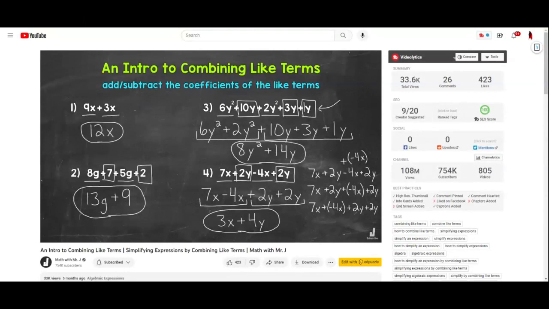Now we can combine like terms. We have 7x plus negative 4x. That gives us 3x. And then we have 2y plus 2y. So that gives us plus 4y. 3x plus 4y that way as well. So that's just another strategy to be aware of. So you have it. There's an introduction to combining like terms.